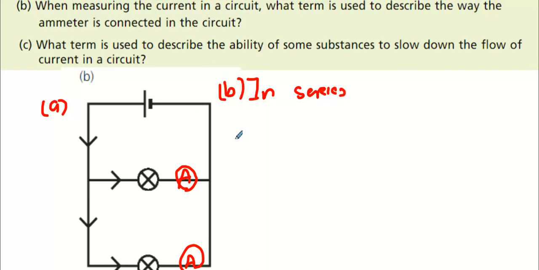Okay, C. What term is used to describe the ability of some substances to slow down the flow of a current in a circuit? These are known as resistance, or the resistivity of an item. Okay, so there we go, guys. All right, that's it. Done.